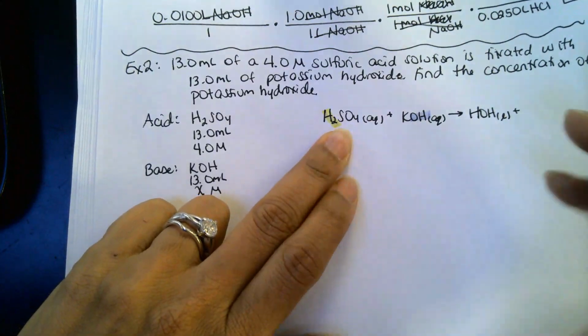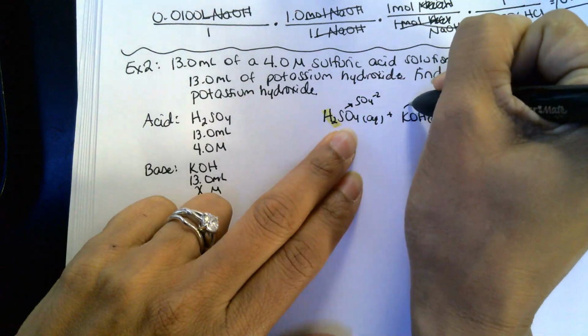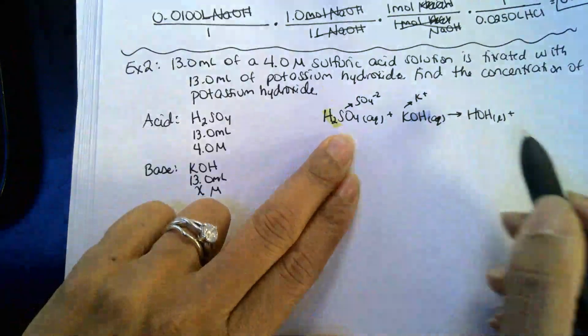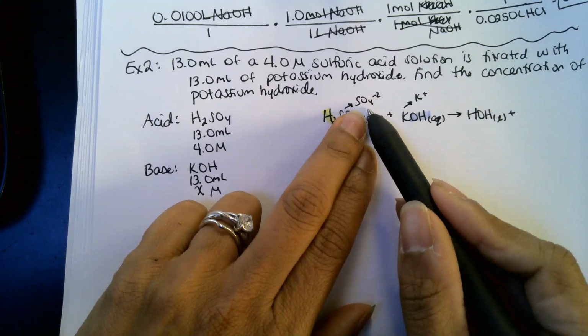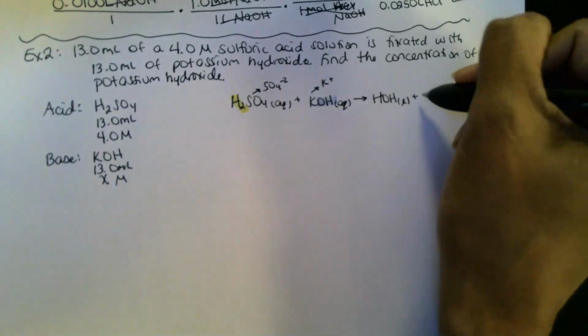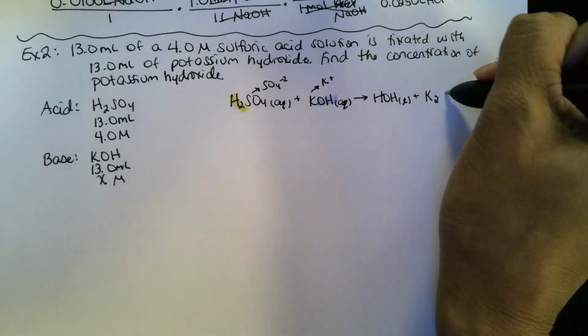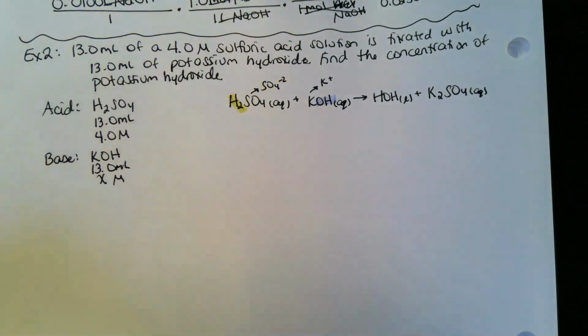That SO4 is going to be a -2 charge. K is a +1 charge. So I need to have twice as many Ks as I do SO4s in order for this compound to be neutral. So I have K2SO4, and that's again going to be aqueous.